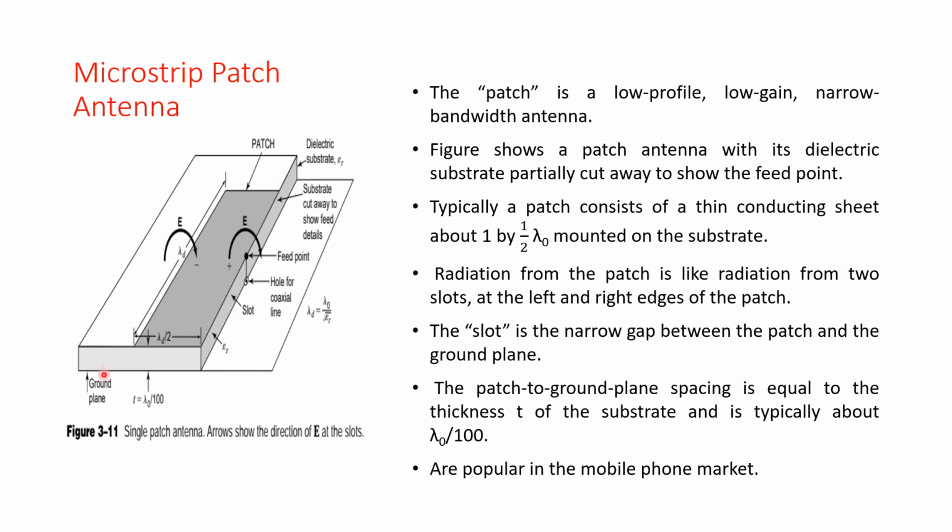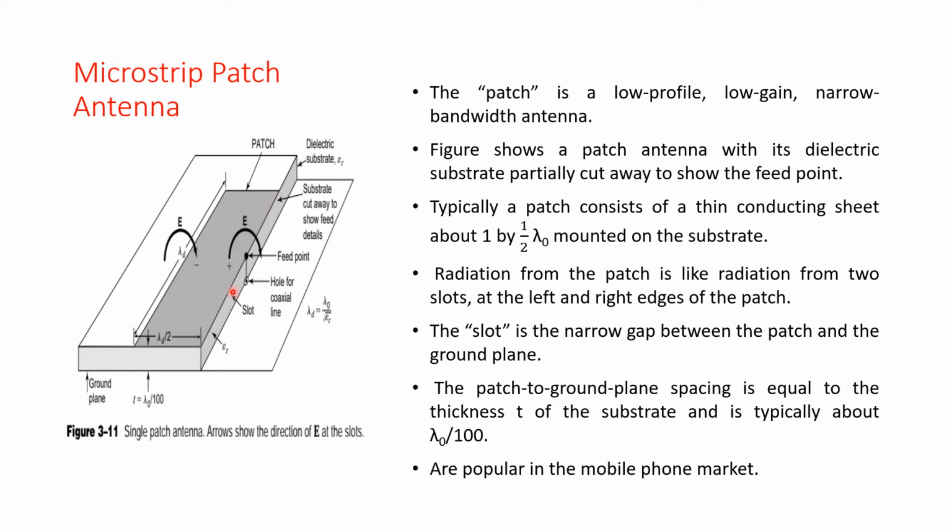Basically, a microstrip patch antenna is a very low profile, low gain, narrow bandwidth antenna. It consists of a ground plane. On top of the ground plane, it is filled with a dielectric substrate, and on top of the dielectric substrate you have a conducting material which we call the patch. Usually this patch consists of a thin conducting sheet, about 1 to 1/2 lambda naught in length, mounted on the substrate.